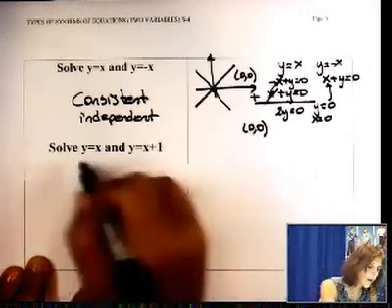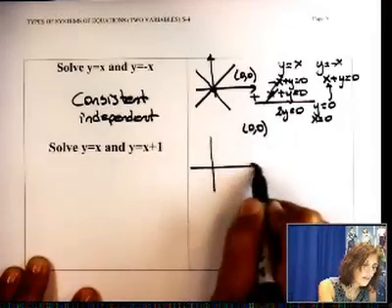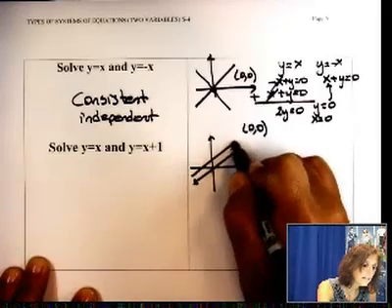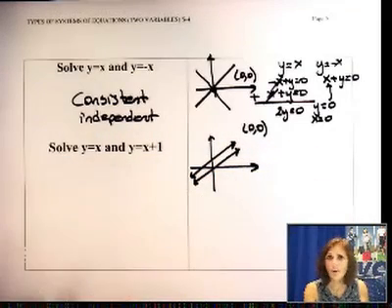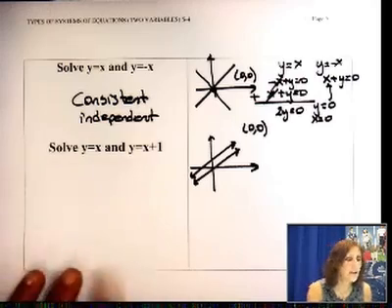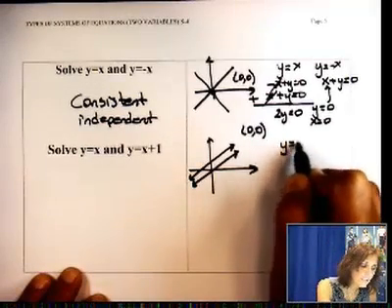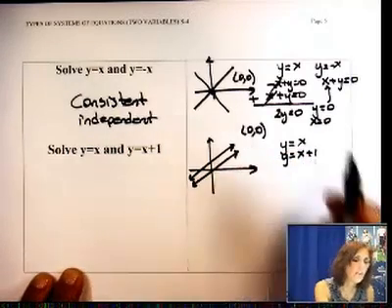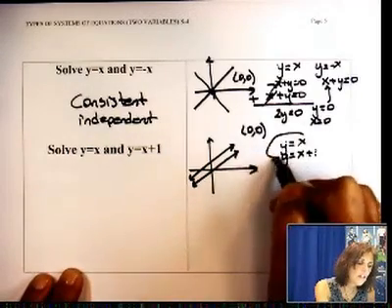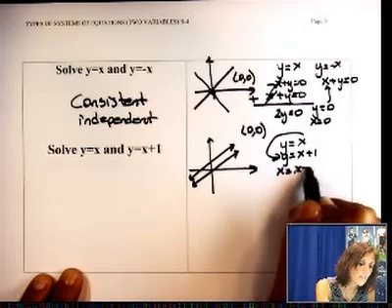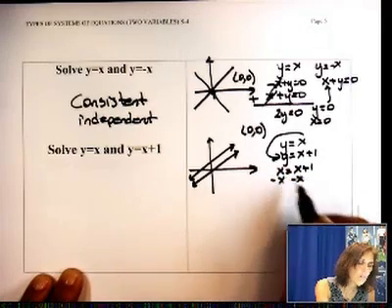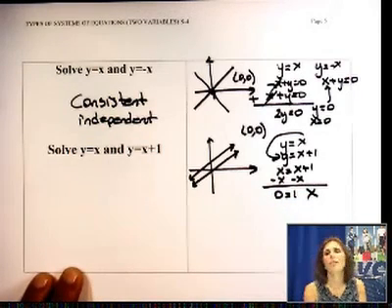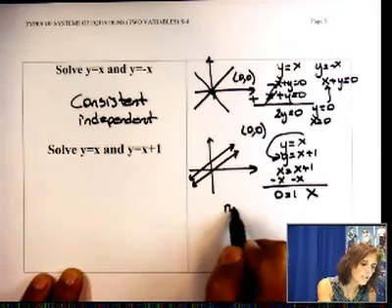Let's look at the other one. y equals x, y equals x plus 1. y equals x looks like this. y equals x plus 1 looks like this. They are parallel. I know there is no solution, but let me see how I can do that. Let's use the substitution method for that. So I'm going to put x in here. Let's solve that. x equals x plus 1. And subtract x from both sides. I'm going to end up with 0 equals 1. That is not happening. Left and right don't match. What does that mean? No solution.